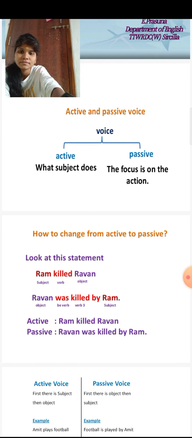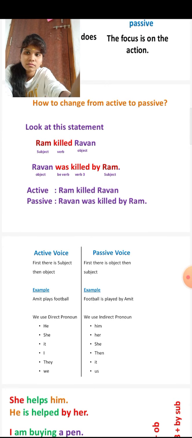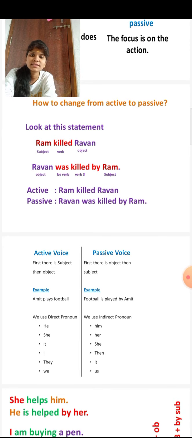And next here, active voice, passive voice. First there is a subject and then an object, and then object, subject again. So what are the examples I have provided on our slide? Look at the slide. Amit plays football. Example, football is played by Amit. Here we have mentioned the name, so that it is very easy to convert the sentence and easy to identify the pronoun.